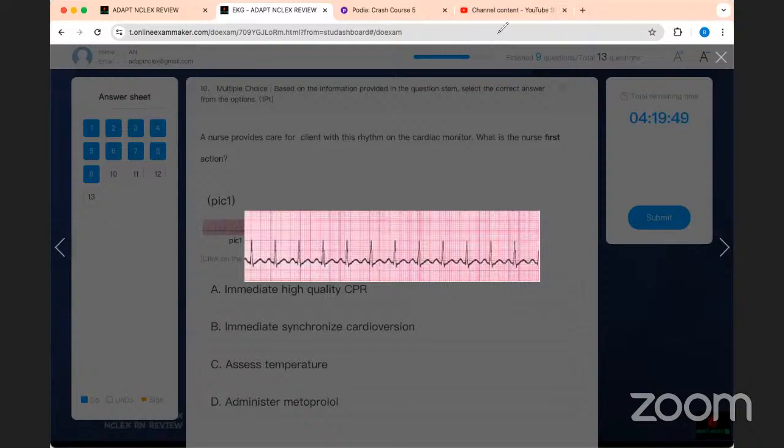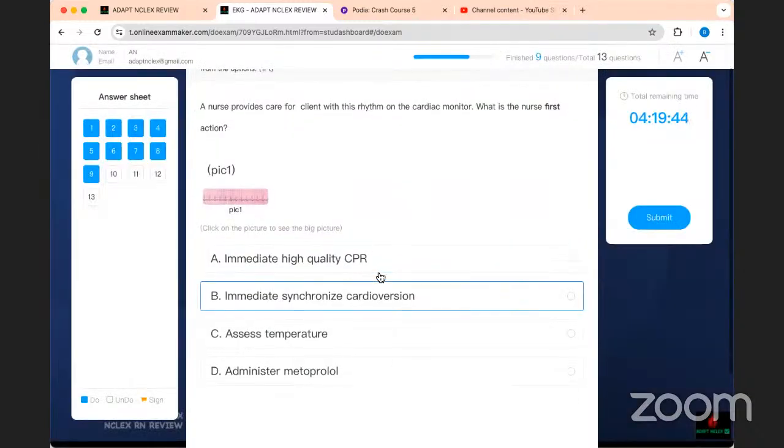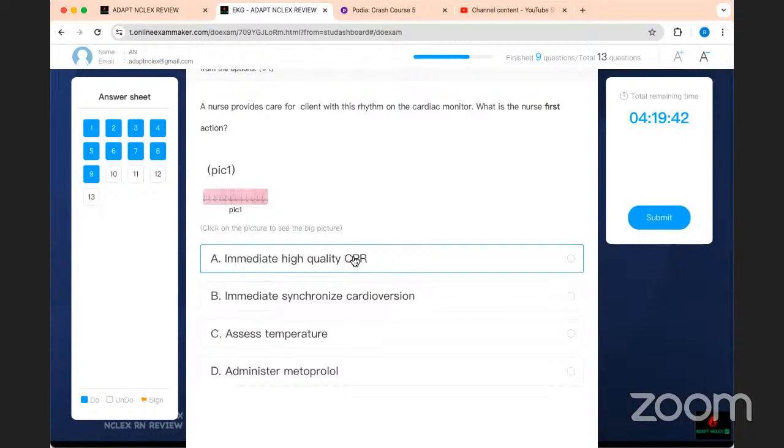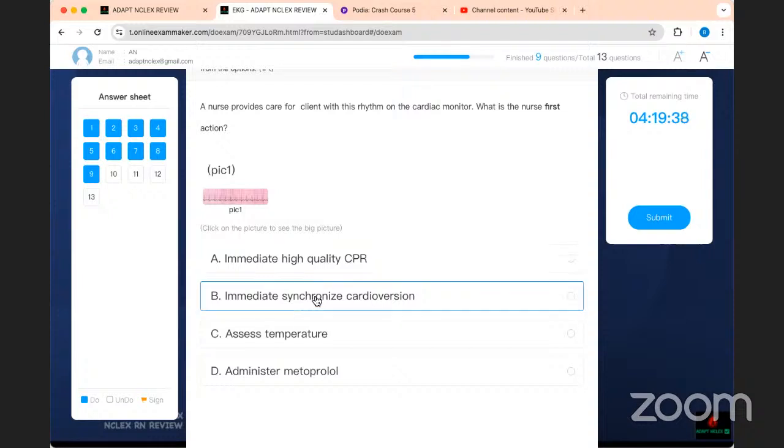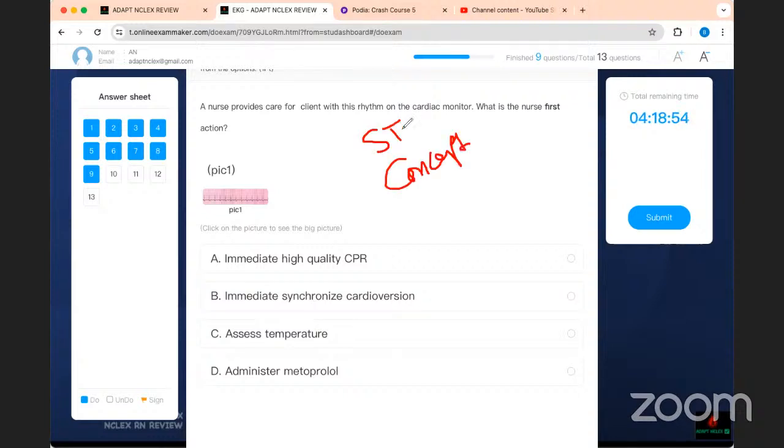Now that you know, what do you want to do? You don't do CPR for sinus tachycardia, right? You don't do immediate cardioversion for sinus tachycardia. I know you know that. You should not do that because it's a sinus tachycardia. When you see somebody with sinus tachycardia, what should you do? Look for possible causes. Excellent. Somebody said that. Possible causes.